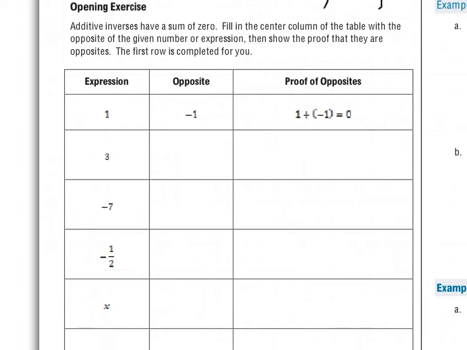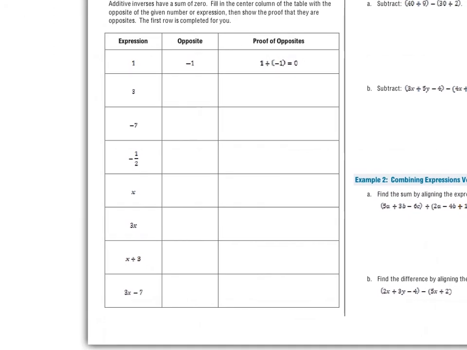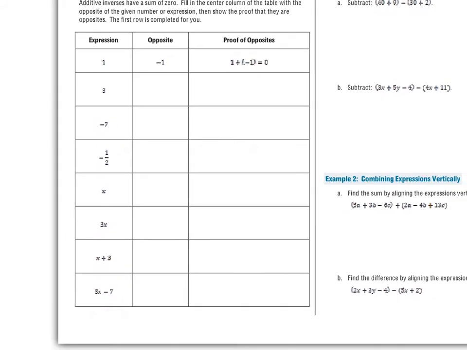Looking at this, we want to fill in the center column of the table where the opposite is given. When we're talking about opposites, we're talking about sign differences, and then we'll write the proof of the opposites in the right hand column. This should be quick and easy. We have one example. The opposite of 1 is -1, and our proof is 1 plus -1 is equal to 0. Try to go through this entire table and determine your opposite and your proof of the opposites.